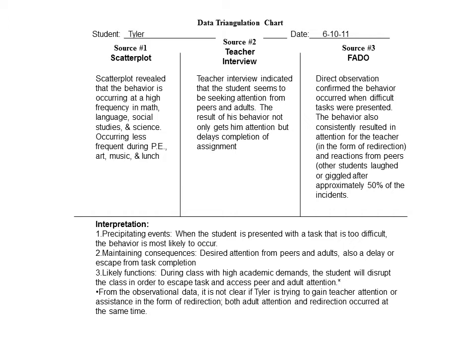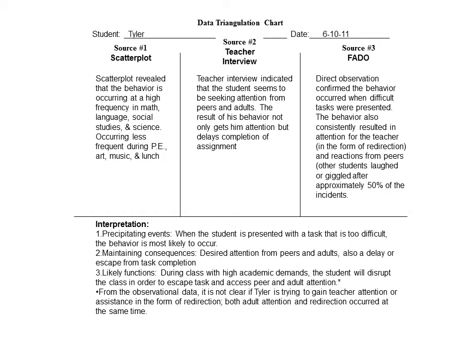The extent to which the different sources of data tell you the same thing is going to give you more confidence in your results. So in this example, the three sources of information for Tyler are a scatter plot, a teacher interview, and the functional assessment direct observation form. The three sources could just as easily be a teacher interview, student interview, and the FADO. I like for at least one of the sources of information to be actual data collection or direct observation, either the ABC form or the FADO or something similar.